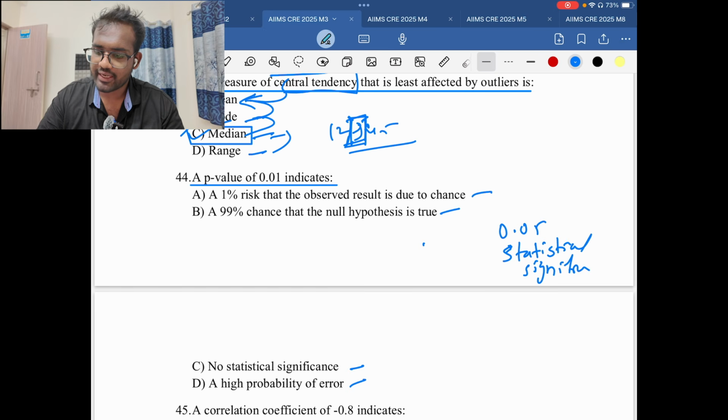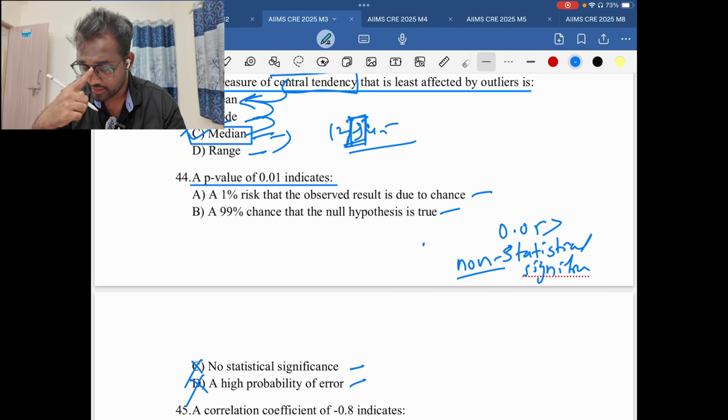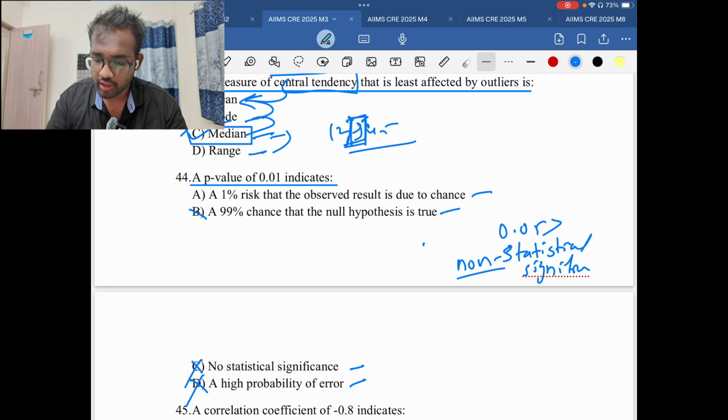If the value is greater than 0.05, then it is called non-statistically significant. Here the number is 0.01, so it is statistically significant, so the answer will not be non-statistical significance. A high probability of error will be no, because there is only a 1% chance. And a 99% chance that the null hypothesis is true is also not the answer.